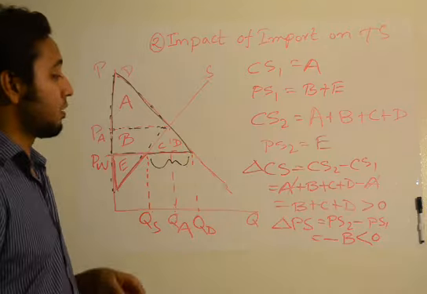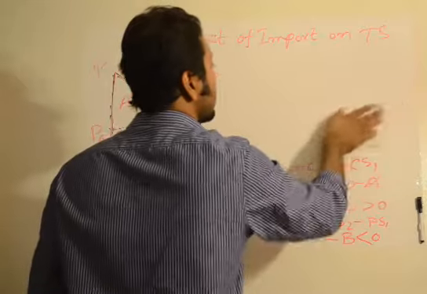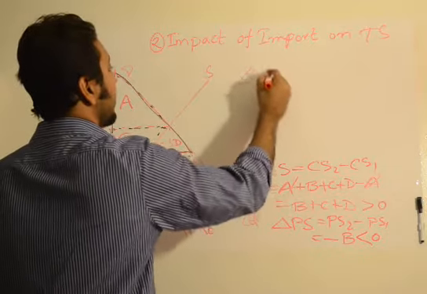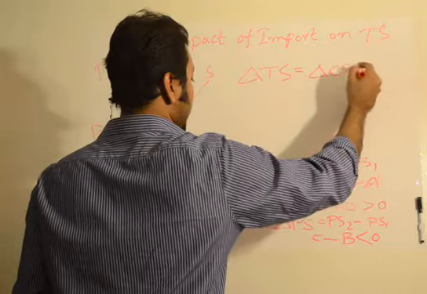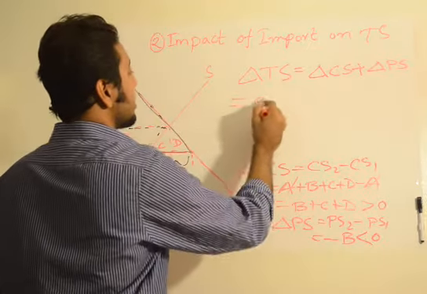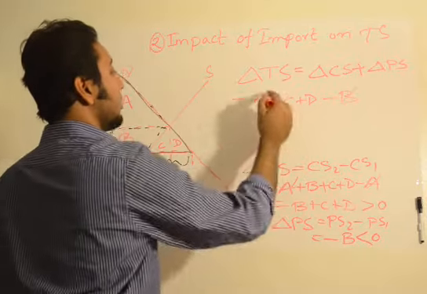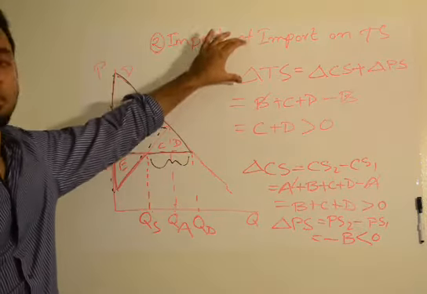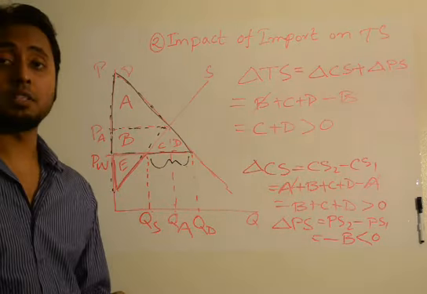So now we want to see the total change in surplus. Exactly the same steps as we did in the previous case. Change in total surplus del TS equals del CS plus del PS. So B plus C plus D plus negative B. These cancel out. We are left with C plus D, which is again a positive number. So the change in total surplus is a positive number. That means after you engage in trade, the total surplus actually increased.